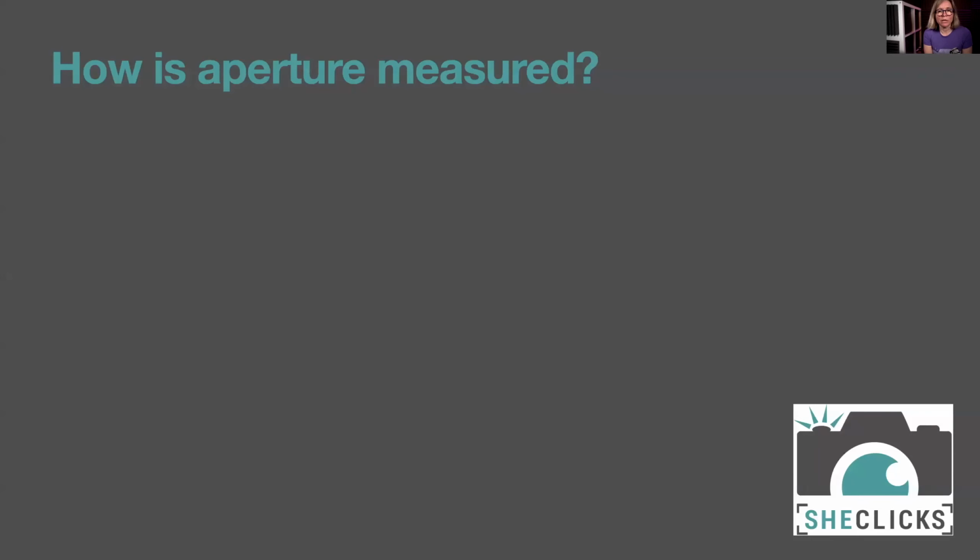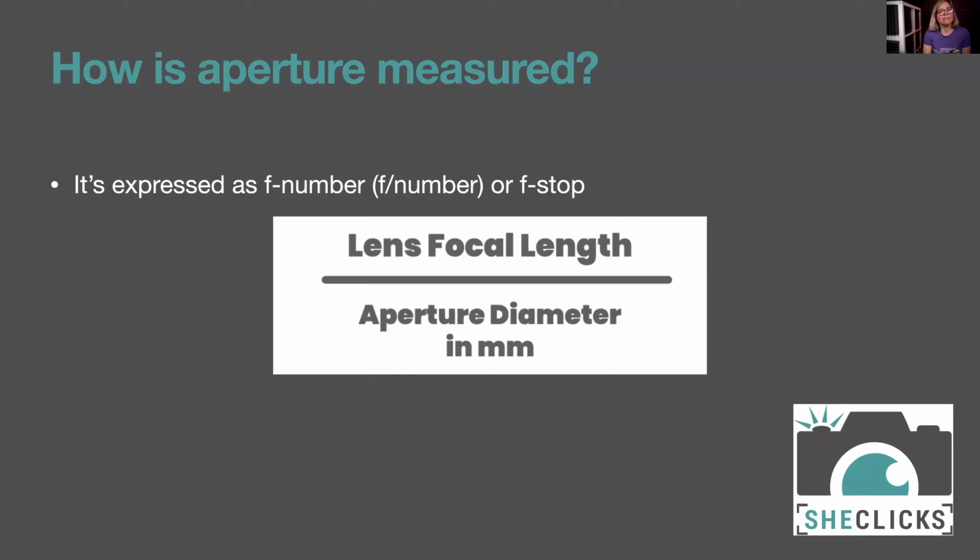How is aperture measured? Well, it's expressed as an F number or an F stop or f/number, and the stops comes from a time when we actually used to use washers with different size holes, and they were dropped into the camera or the lens to change the aperture size. But why is it an F number? Well, the F stands for focal length, because the aperture setting is a ratio of the focal length of the lens to the diameter of the aperture in millimeters.